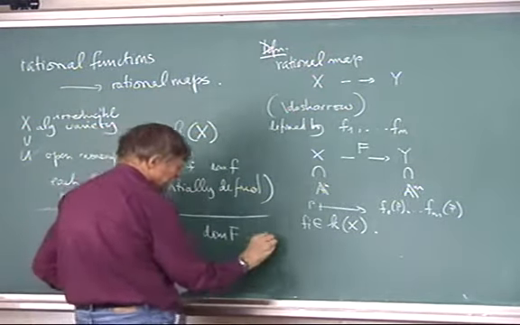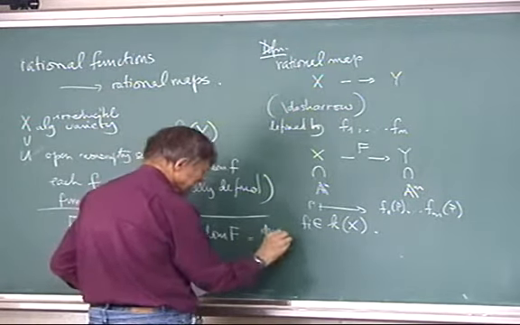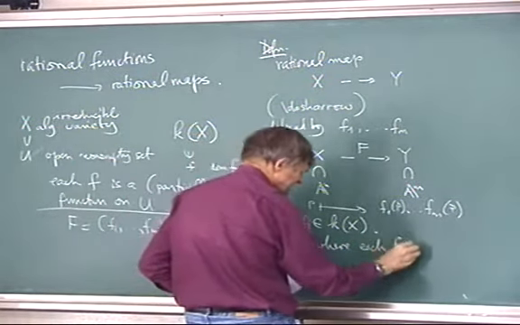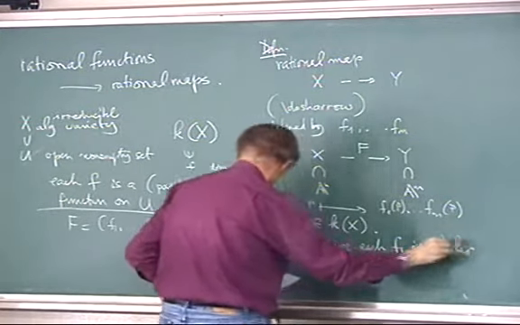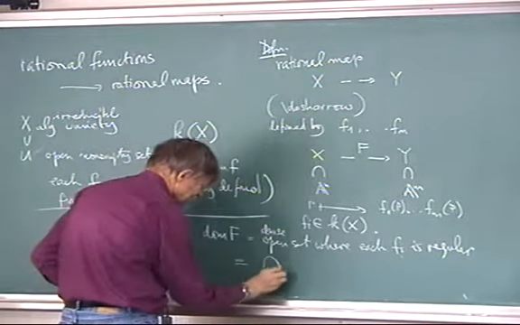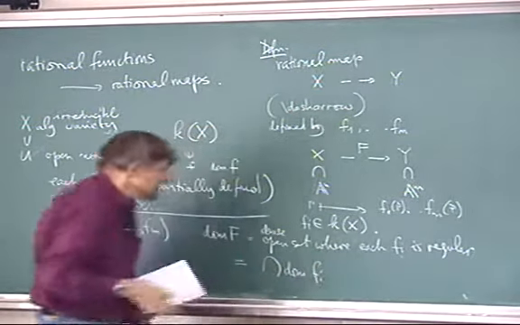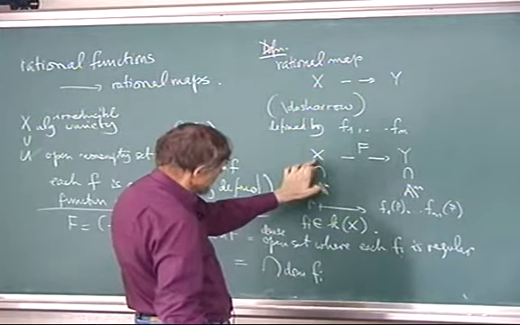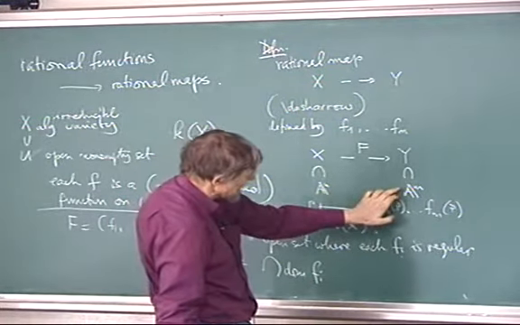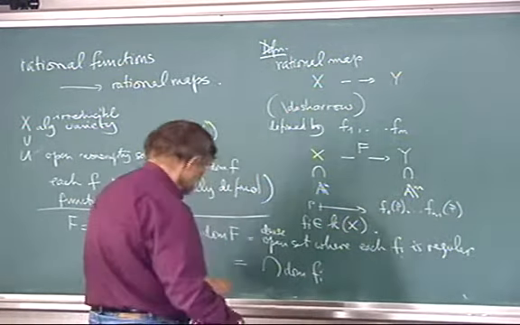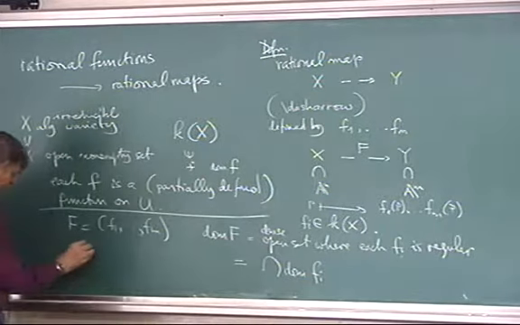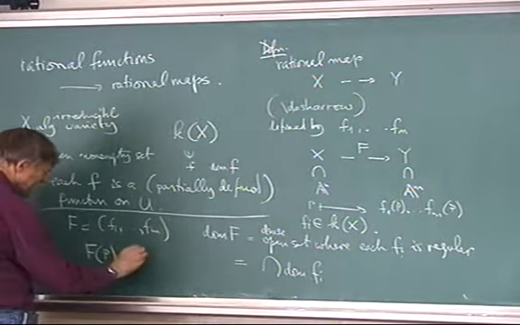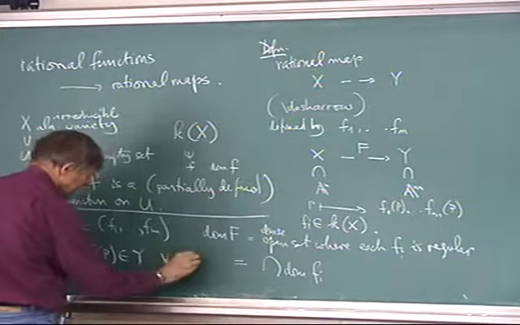This is the dense open set where each Fi is regular. This is the intersection of the domains of the Fi. There's nothing surprising or difficult about this. I'm really mapping X into A^m using F1 up to Fm, and of course I want that F of P is in Y for all P in X.